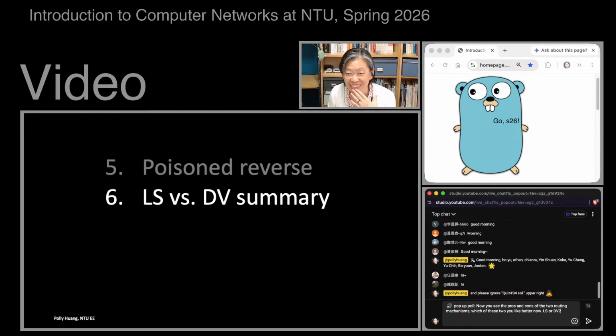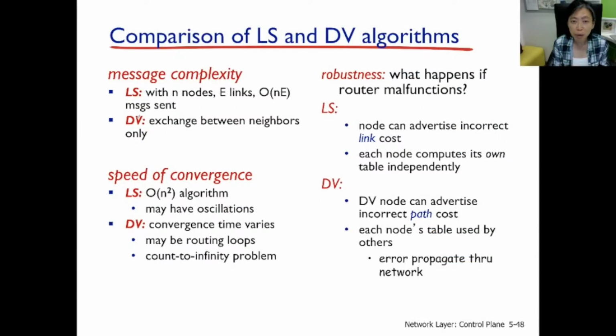All right, so that was the full mechanism of distance vector. And now let's summarize and compare the two routing mechanisms again. Now with both routing algorithms introduced, let's compare the two algorithms. LS here stands for link state. DV is the distance vector.